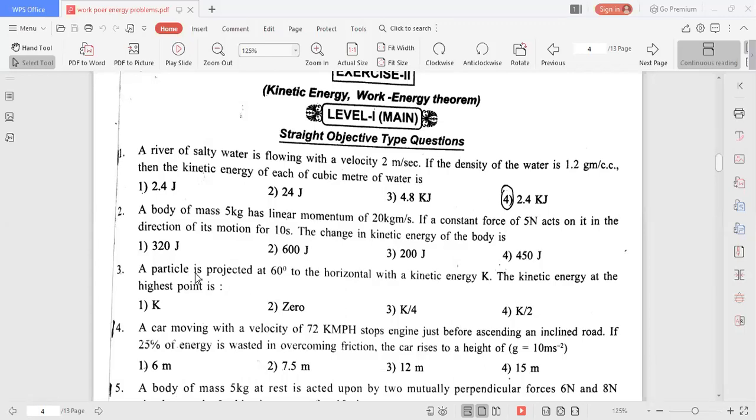They asked, whenever the velocity becomes 0, if 25% of energy is wasted in overcoming the friction, the car rises to a height of. So what is the height up to which the car rises? That is the question they asked. Okay, all of you look at the board.